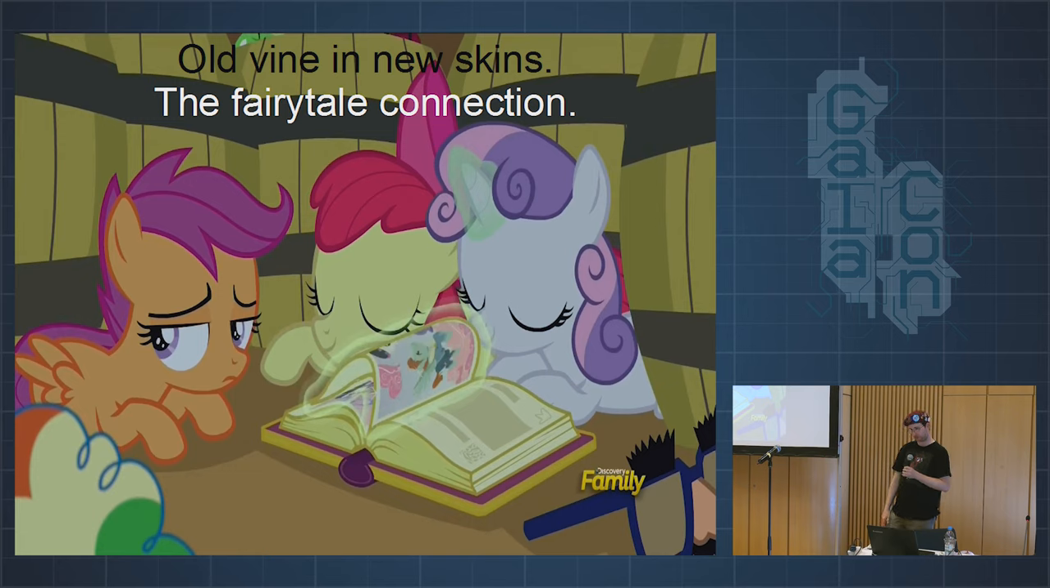Old wine in new skins, the fairy tale connections. Like fairy tales in fiction and fairy tales here, we have retelling or rebranding of fairy tales as Disney-like, and as easy as possible. Fairy tales aren't easy. Fancy tales would also work. Fairy tales aren't easy. Fairy tales are more and more difficult the more we are growing up.